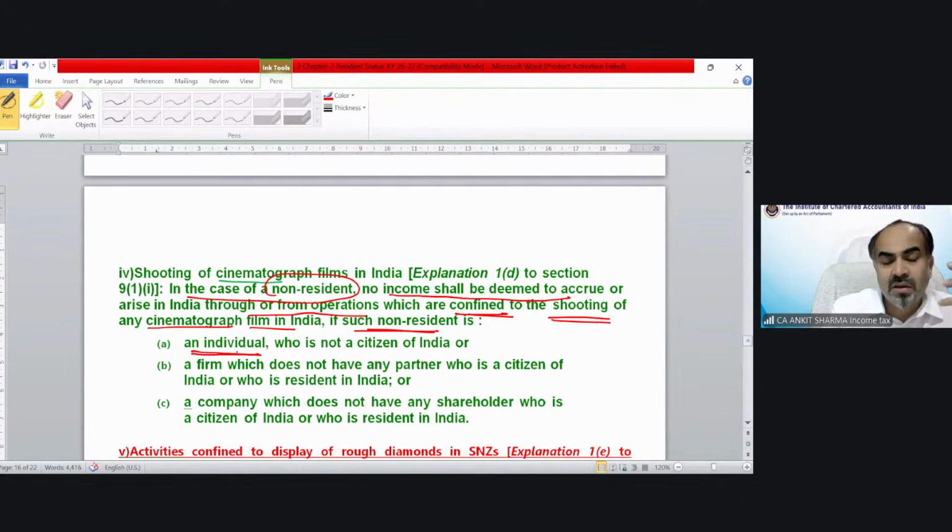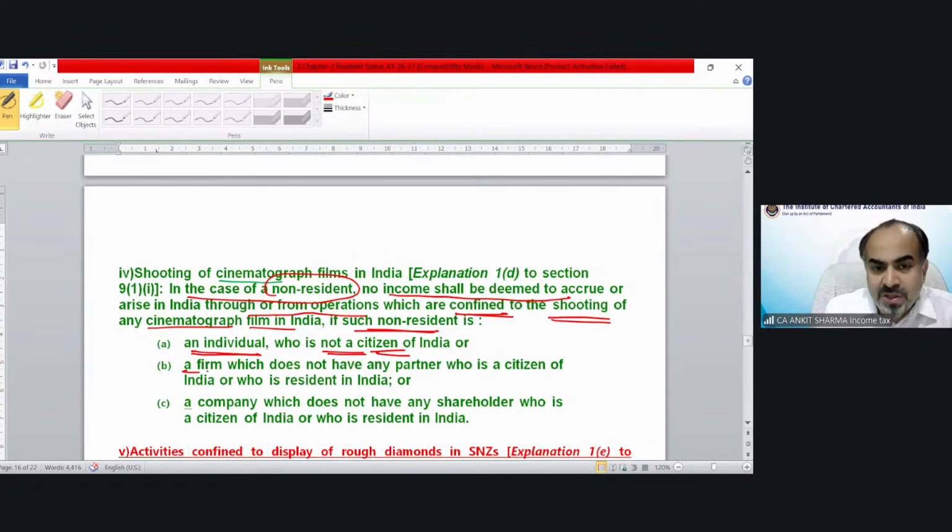The company who is producing that film, the owner, if it is an individual, he should be a non-resident and non-citizen. So if he becomes resident or citizen, then whatever income he earns could be treated as deemed to arise in India. How much will be treated as deemed to arise in India will depend upon the facts of the case.